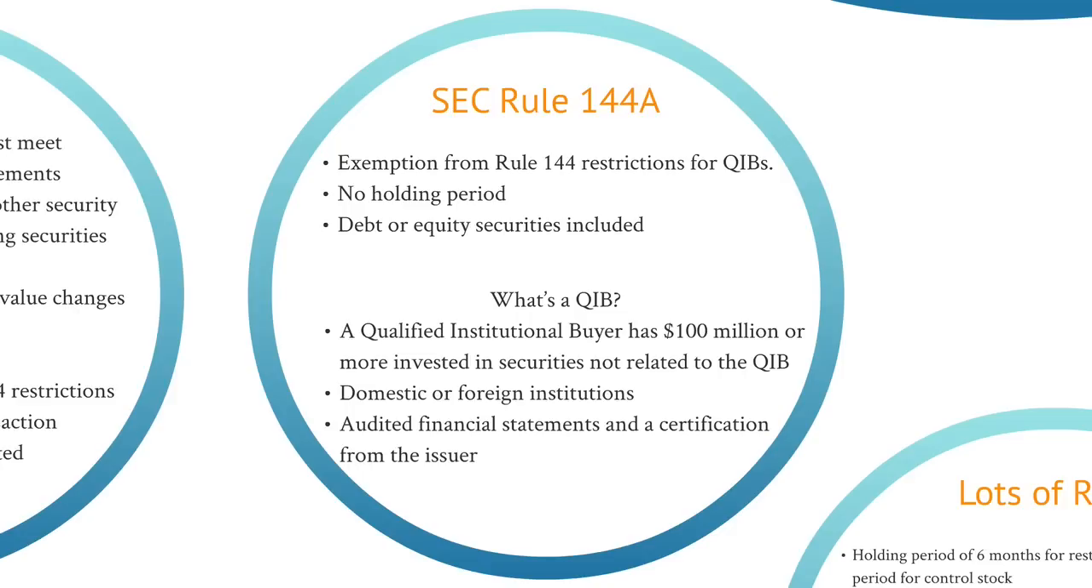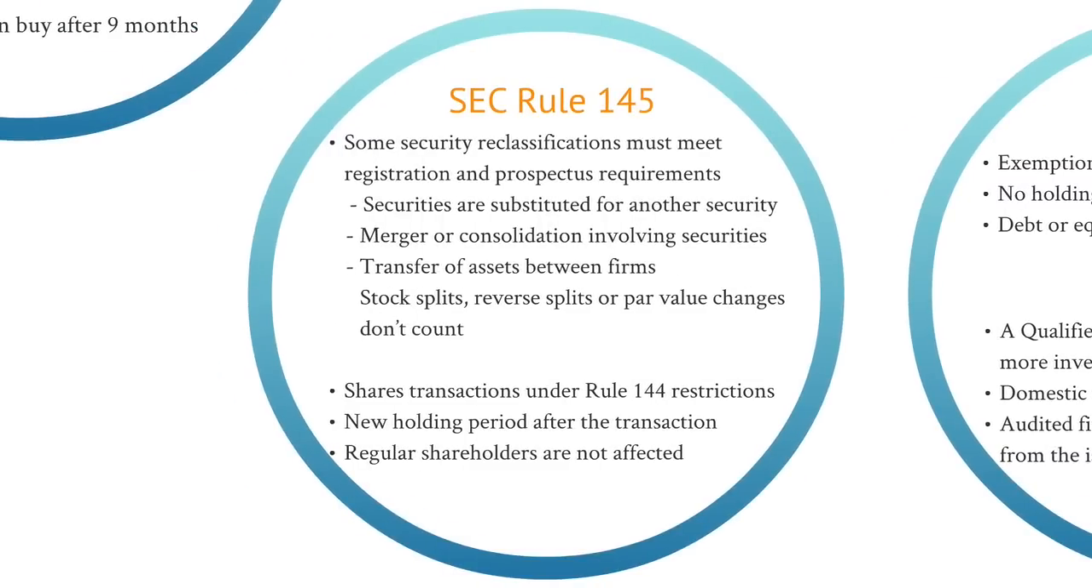QIB under Rule 144A is a qualified institutional buyer, which has $100 million or more of securities, not of their own company. It can be a domestic or foreign institution, but they do have to have audited financial statements. So this eliminates a lot of the delays that would occur if these large institutions had to register their private holdings and trade them between themselves.